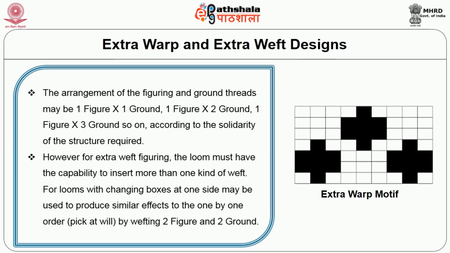However, for extra weft figuring, the loom must have the capability to insert more than one kind of weft. Looms with draw box or changing box at one end or both ends may be used to produce similar effects, such as the 1x1, which is also called a pick and pick, or by wefting 2 figure and 2 ground picks.